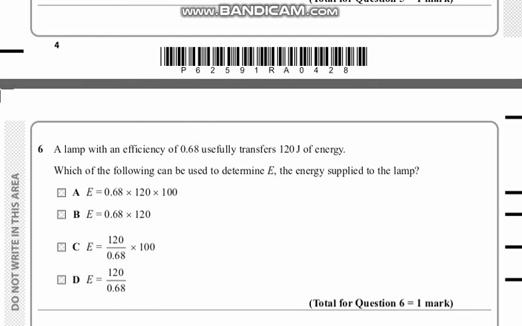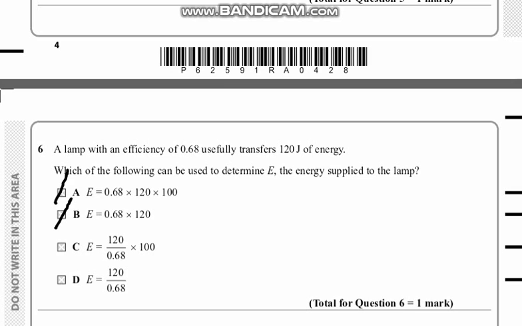A lamp with an efficiency of 0.68 usually transfers 120 joule of energy. Which of the following can be used to determine E, the energy supplied to the lamp? So, quick and easy trick. Energies are not being multiplied here, so just cancel out the multiplication sign because they are being divided by 100%.